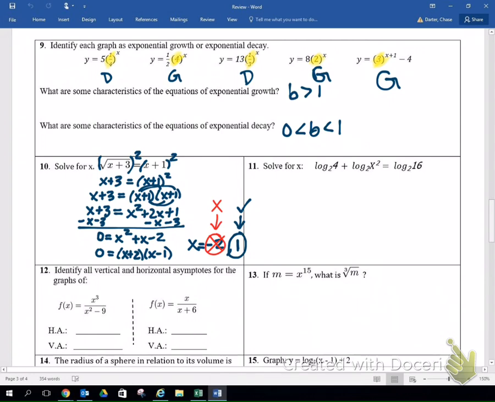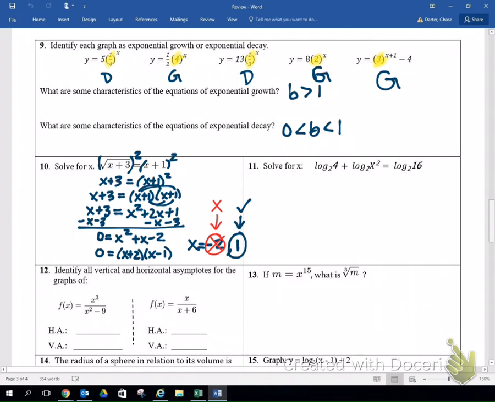So at number 11, again, it asks us to solve for x, so we know at the end of the day I am looking for x equals. On the left side of my equation, I immediately see I have two logs. Anytime that we're solving and one side of the equation has two logs, I know that I need to condense those logs into a single log.